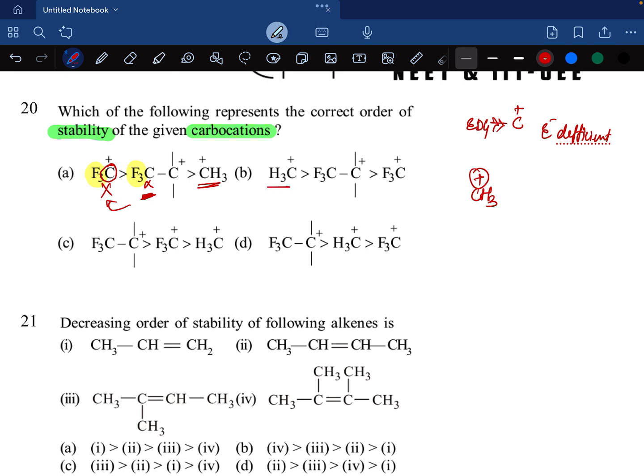Okay, CH3 plus, this is on the alpha position and this is directly attached. So my answer should be B for 20. Done. So we need electron donating groups, not withdrawing groups. Fluorine is an electron withdrawing group, which further destabilizes the carbocation.